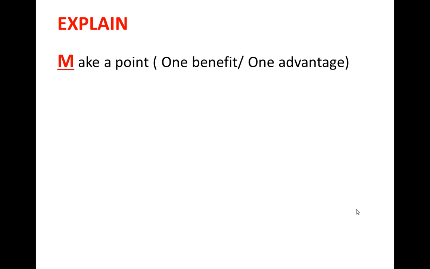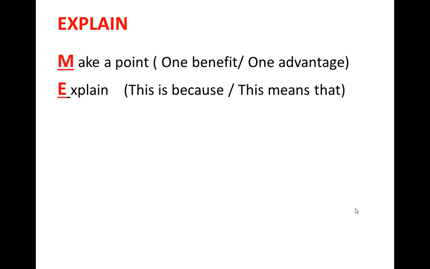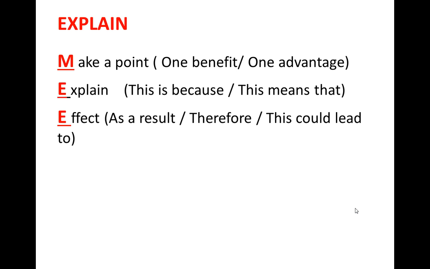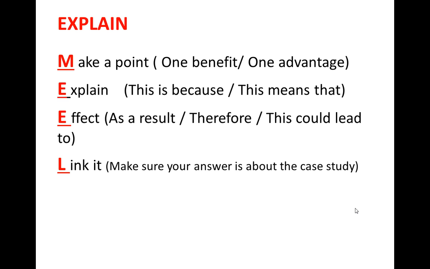So, explain. It's a very common question in your exam paper, as you are aware. The way you structure your answer, you're going to use the MEAL technique for each paragraph. So you make a point, you then explain it, then you do the effects, so what impact is that having on that point, and then you link it. So you make sure your answer is in the context of the case study. In this situation, it's all about Colin and Kira. So you make a point, explain it, you do the effect, and you link it.